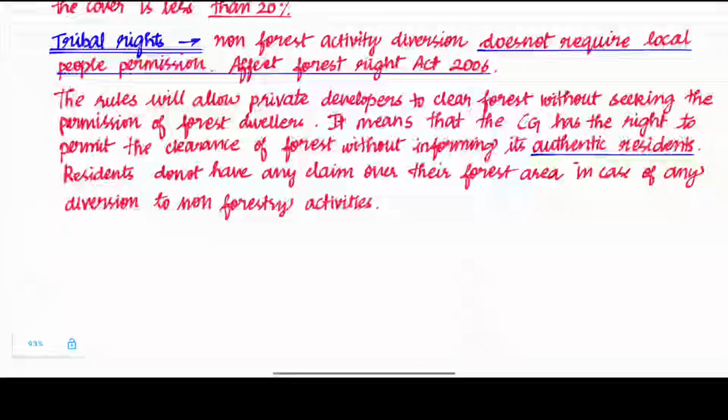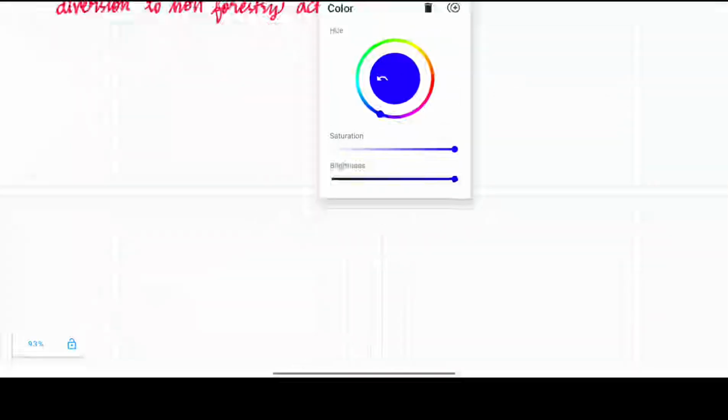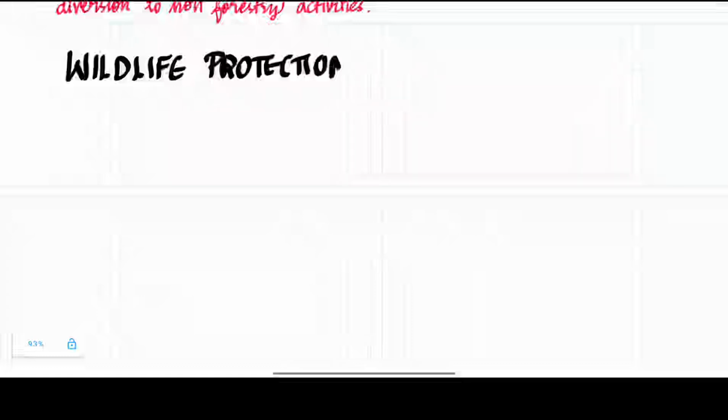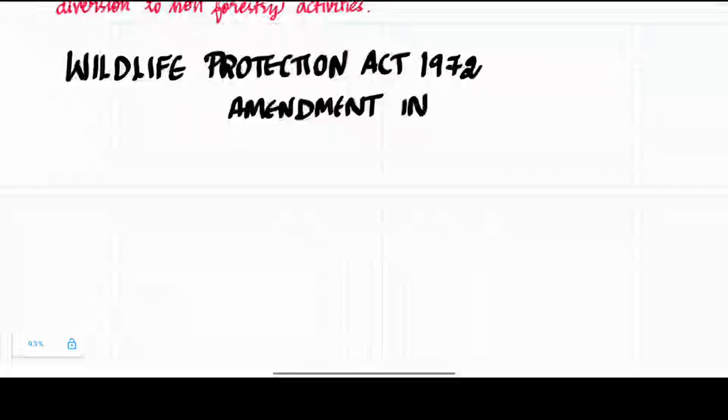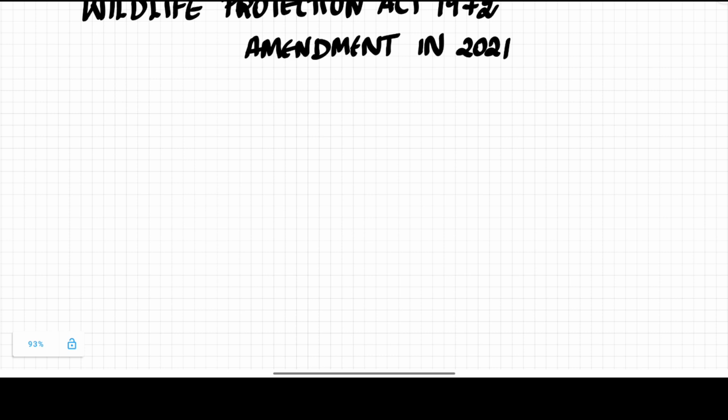1972. Now, here it had an amendment in 2021. We have the Wildlife Protection Act of 1972. It had an amendment in 2021. Previously, what did the amendment do? Previously, it had 6 schedules, but now it has only 4 schedules.